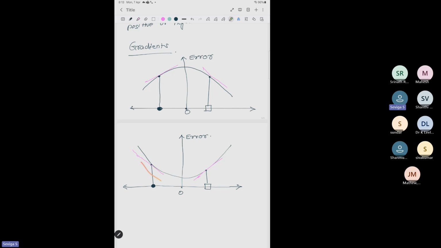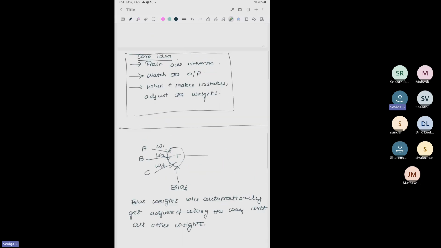Whether it has a negative slope or a positive slope, you need to decide. If it has a positive slope, I need to decrease the weight value. Here it has a negative slope, so I need to increase the weight value. Is it clear? Yes, ma'am. This is the fastest way of learning. Now we know whether to increase or decrease the weight based on the error. Now it will make perfect sense to you.